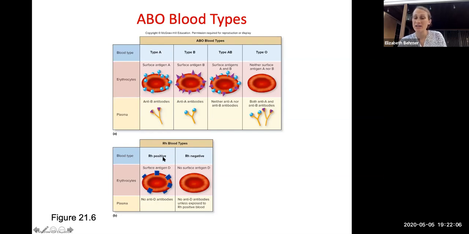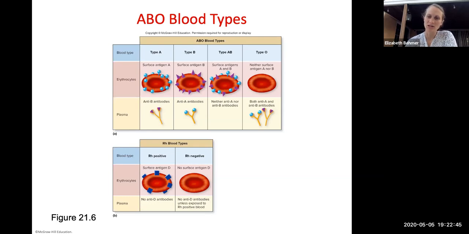So if you're Rh positive, like me, I'm A positive, so I'm Rh positive, I have this extra surface antigen D on my red blood cells. I wouldn't create anti-D antibodies because I have the surface antigen D on my red blood cells. If you're Rh negative, you don't have the surface antigen D, so there's just an absence of that antigen. And you don't create anti-D antibodies unless you're exposed to Rh positive blood, which can cause problems in pregnancy.